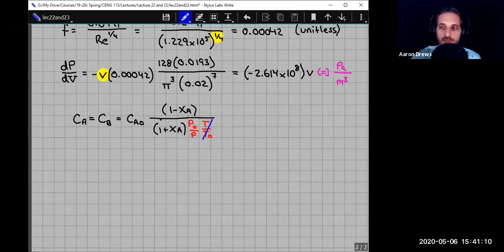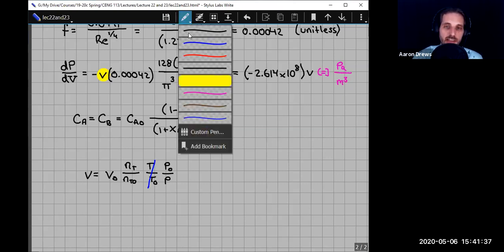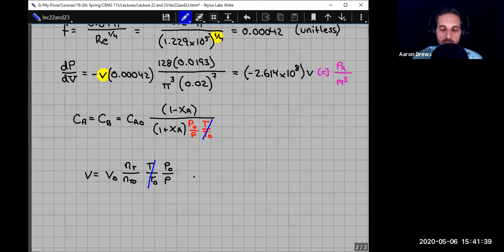The V term that we have is also problematic, right? V is equal to V0 times NT over NT0. We know that doesn't cancel because we're making two more moles than we started with. T over T0. P0 over P. As we did a moment ago, we can get rid of the T over T0 because it is isothermal, but we cannot get rid of P0 over P because that is now a function, right? P will vary as we go down the length of the reactor.